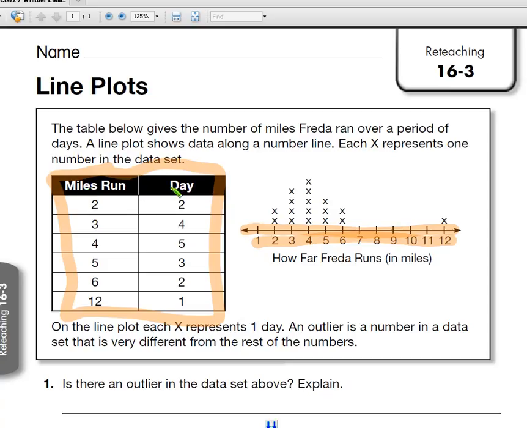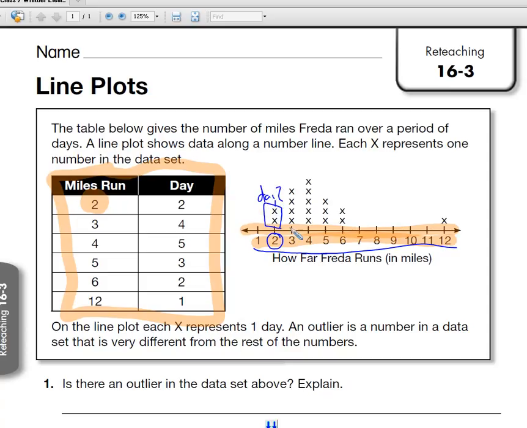So on day one, she never ran 1 mile, but on day 2 she ran 2 miles. So the line down here at the bottom is representing how many miles she ran. So which day did she run 2 miles? On day 2. So 1, 2, that stands for day 2.